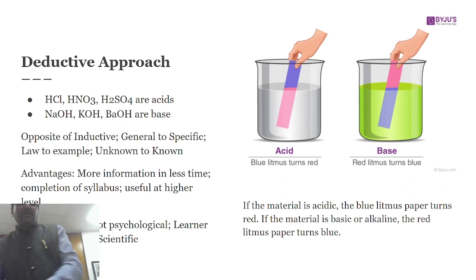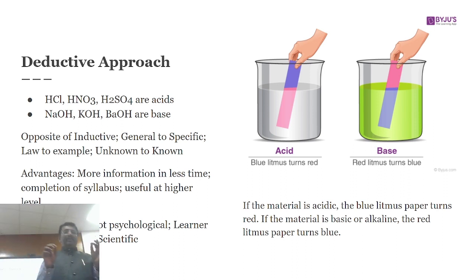Like, for example, here I have taken two tests. Blue litmus turns red and red litmus turns blue. These are the actions happening when a litmus paper is dipped in the solution. If it is acidic, it turns to red. If it is basic, it turns to blue.